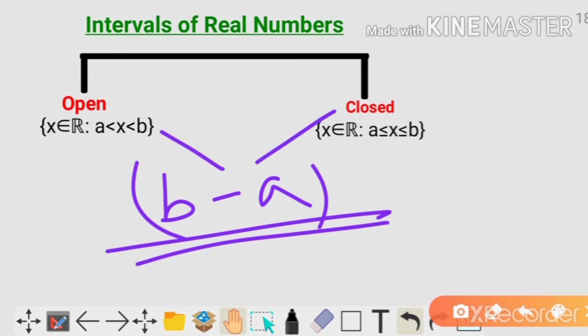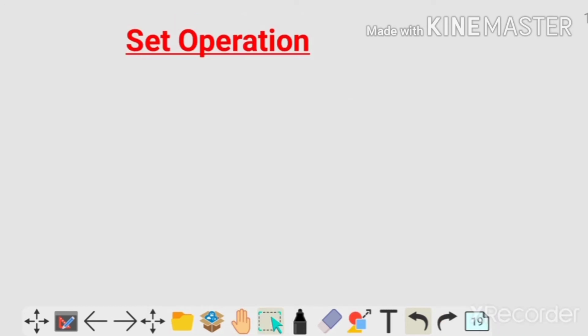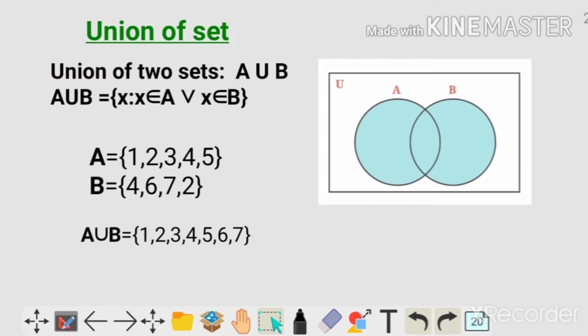Okay. Now let's move to the next part. Now we'll talk about the set operation. So first we'll start with the union of sets. So union of two sets is denoted by this, and it's called A union B. Now the definition of A union B is, A union B contains those x which belong to A or belong to B, and this sign is OR.